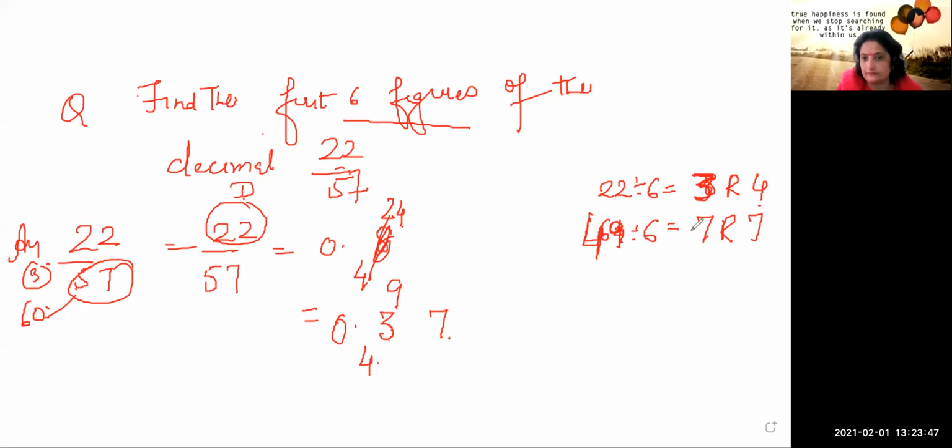8 पे जाएगा. 6 8s are 48. Yes, ma'am. मैंने क्या बोल दिया? 6 7s are 42. We have 47, one more number, right? 6 8s are 48 and remainder is 1 here. Good.